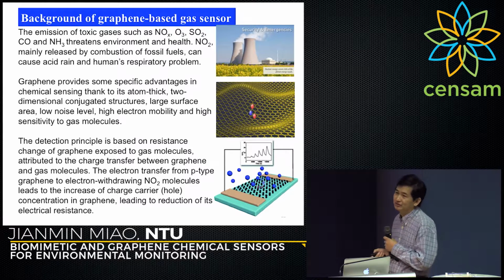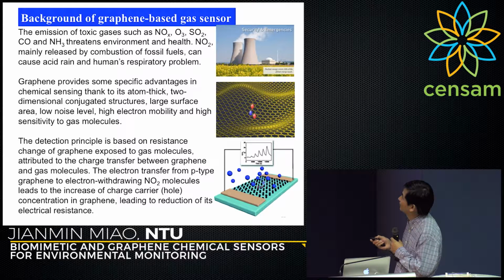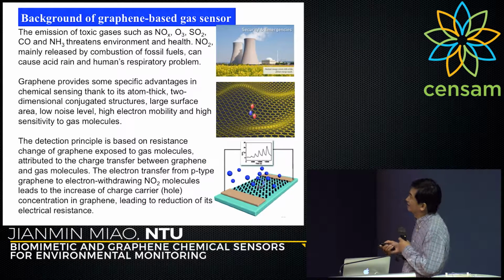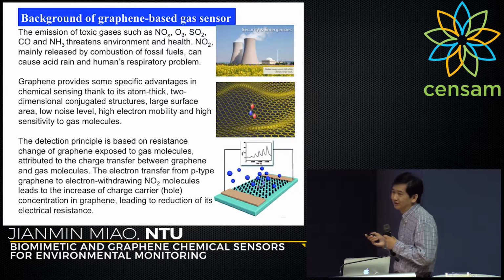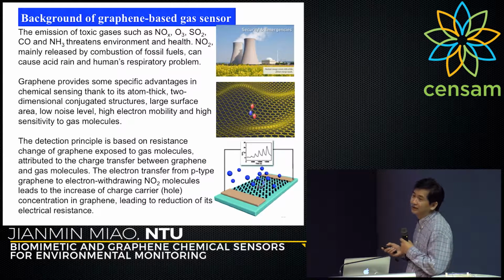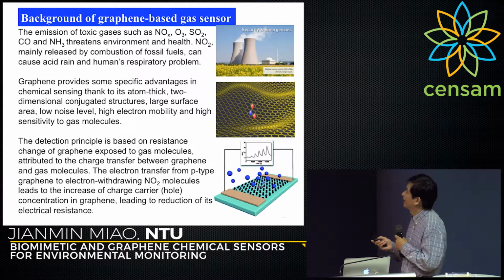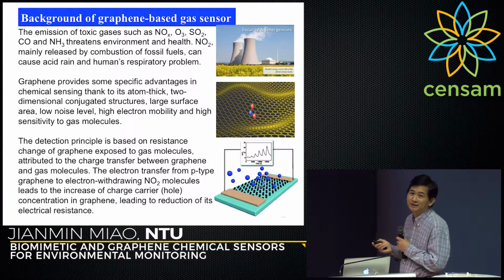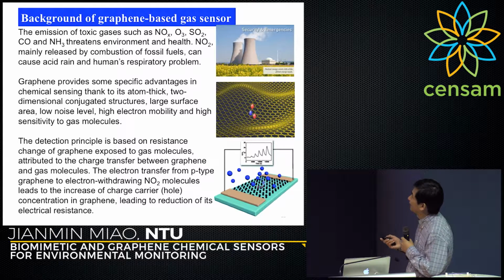And of course, this is also a very toxic gas, and will affect our health and also the environment. And so graphene, this is structured micrographene. It's a very narrow scale and has some specific advantages in chemical sensing, because of the atomic, two-dimensional conjugated structure you can see here, larger surface area, and low noise level in terms of electrical property, and also high electron mobility. This also enhances the sensitivity, and it also has sensitivity to gas molecules.